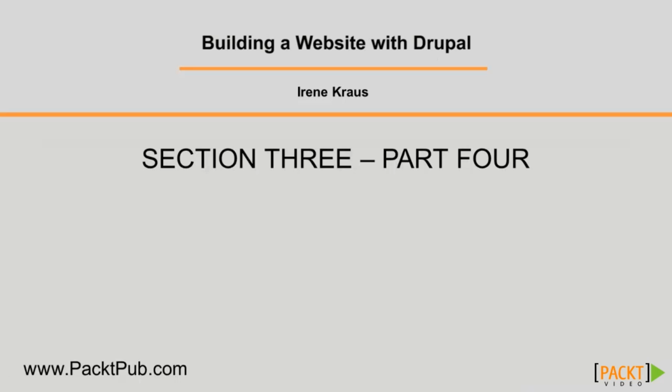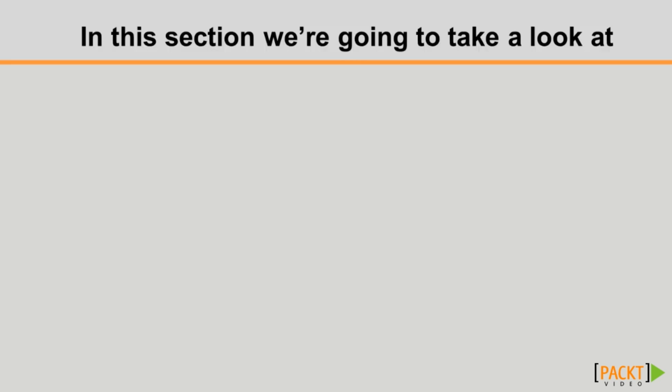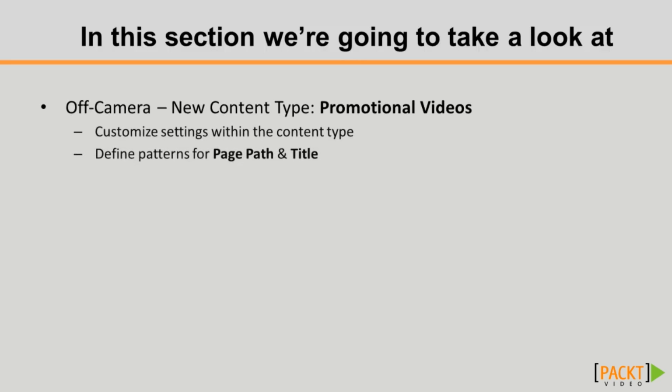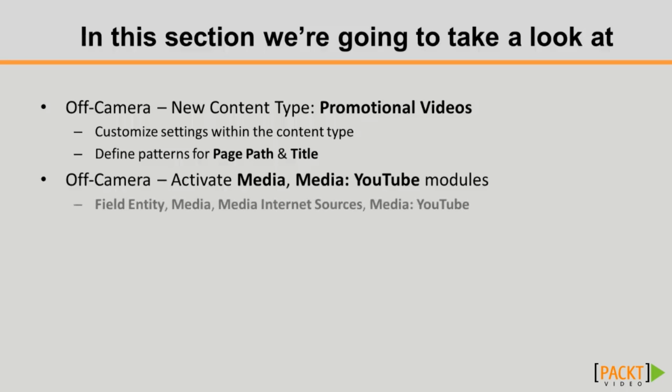Now let's turn our attention to media, beginning with a lot of work off camera in that the creation of a content type that is going to house these, along with the customization of those settings in there and your patterns, and activation of the modules that I'll be using in this demonstration. Beginning with the activation of field entity, saving settings, activating media, saving settings, and so on until you can finally turn on Media YouTube and save your settings.